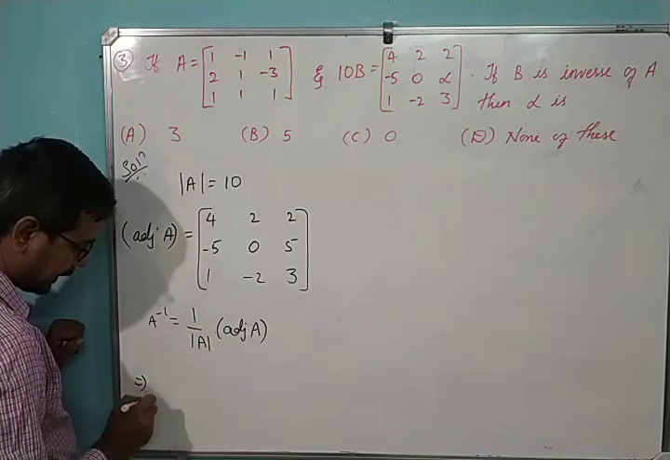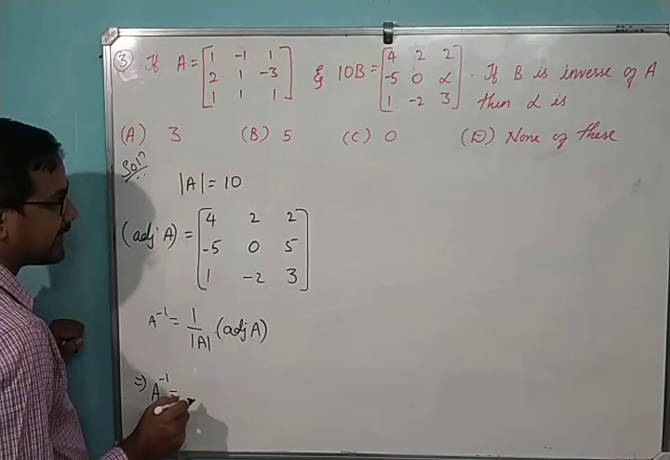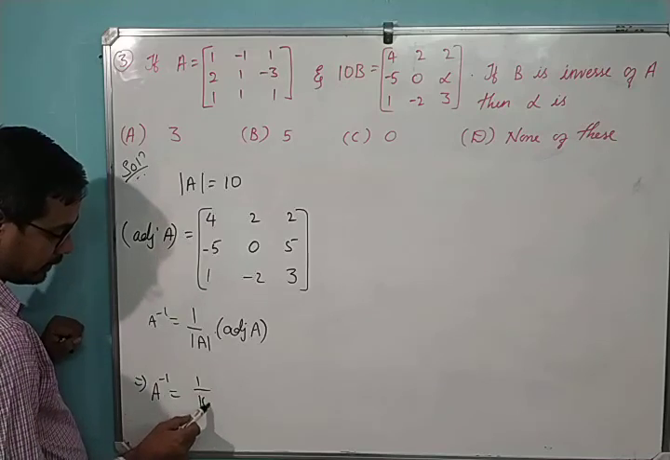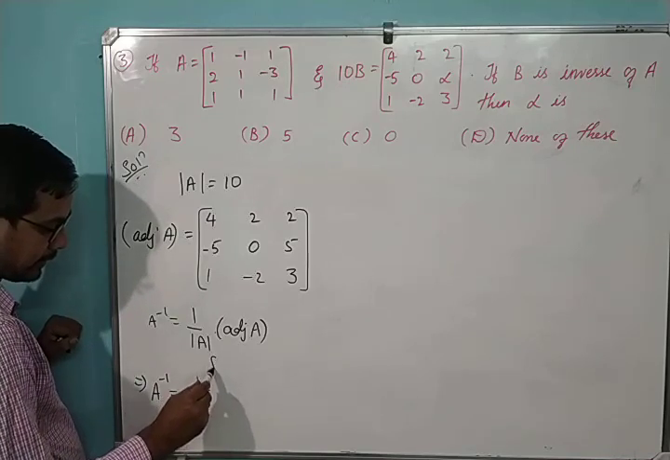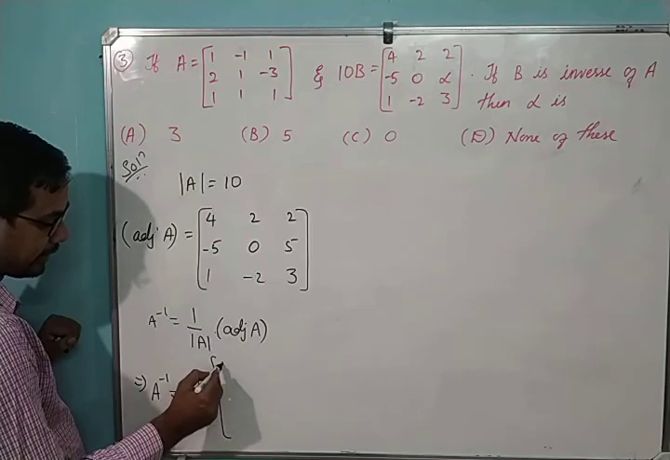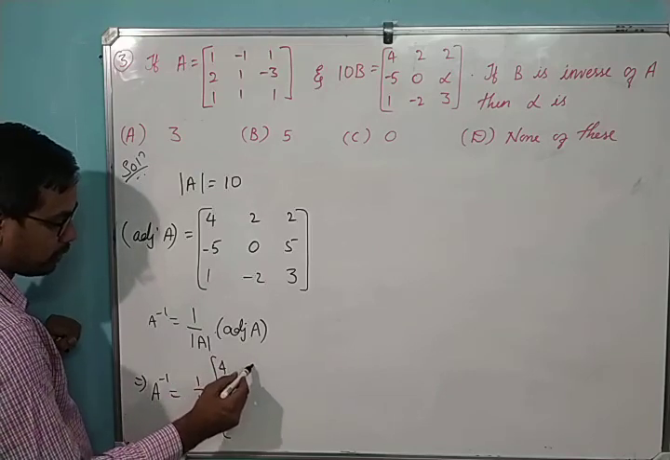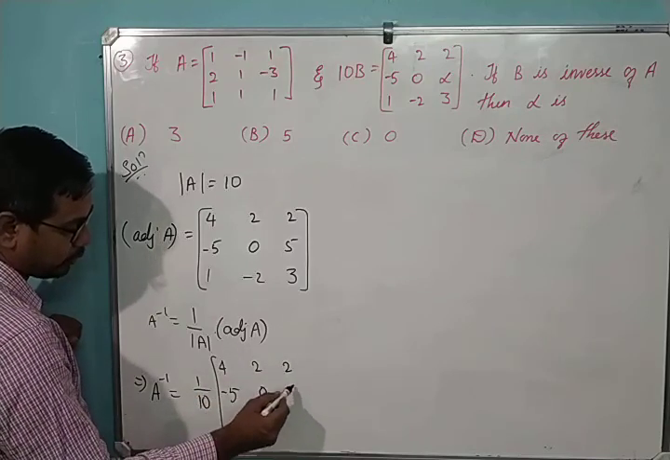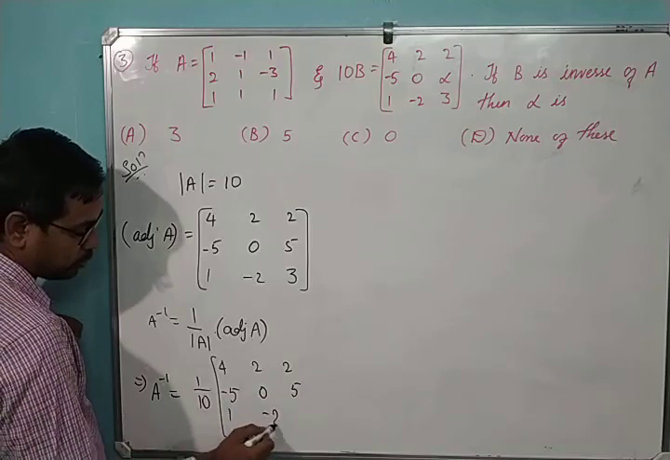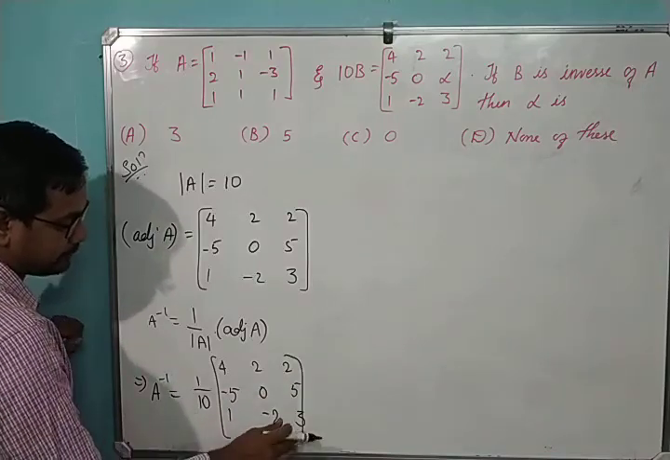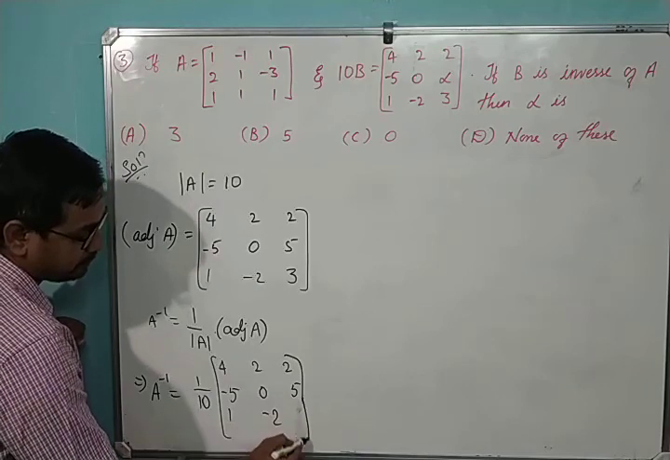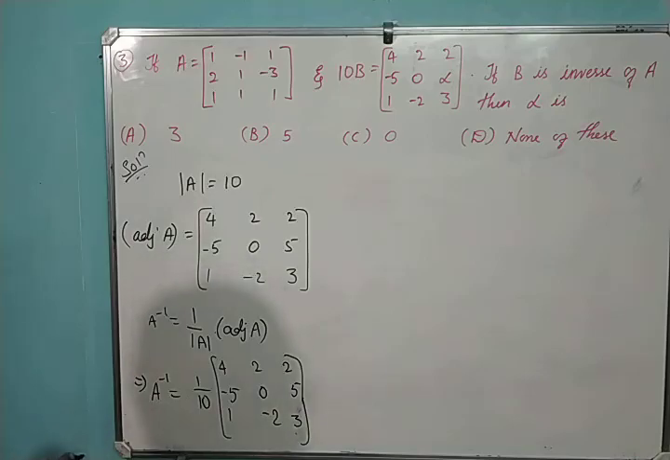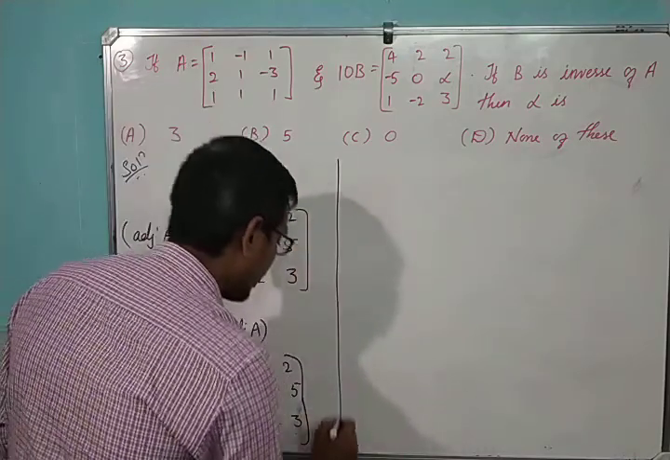So therefore, I can write A inverse as 1 upon 10 into adjoint A. Adjoint A is how much? 4, 2, 2, minus 5, 0, 5, 1 minus 2, 3. Okay, so this is our adjoint A. This is our A inverse.